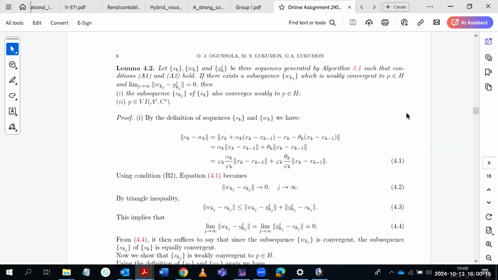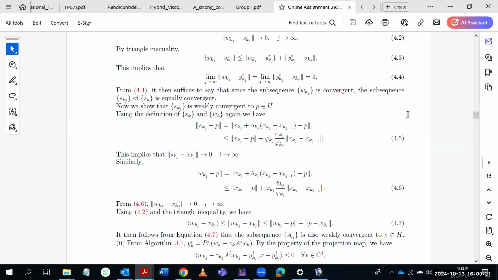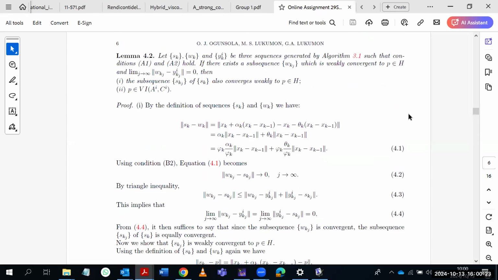So there is still work that we do. Let us first start with the hypothesis. The hypothesis says, just like your subsequence, that the subsequence SKG also converges weakly to P in each.